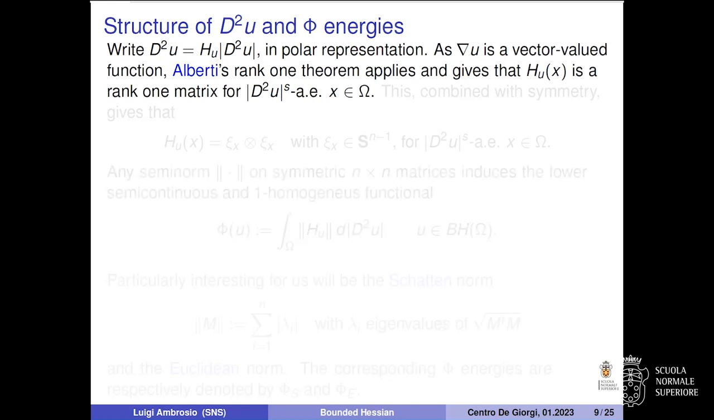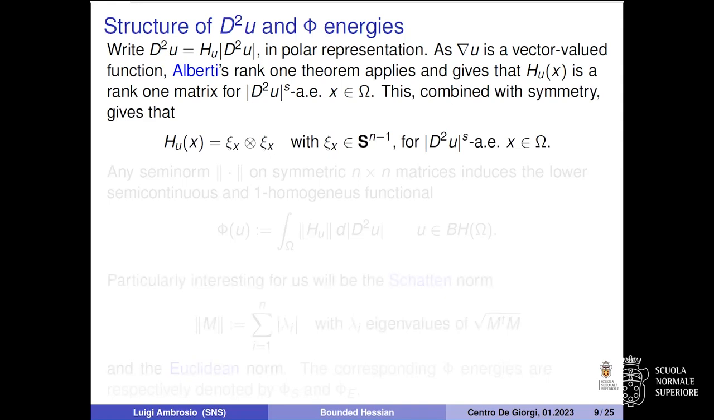But the non-trivial thing is due to Giovanni Alberti, who is here in the audience. A famous result by Giovanni Alberti says that we know much more. We know that HU, in correspondence of the singular part of the derivative, is a rank one matrix. In some simpler situations, like for the CPWL functions, it's pretty clear. If you think of a discontinuity like that, it is clear that the vector xi, which models the second order derivative, is orthogonal to the line of discontinuity. But what Giovanni Alberti proved is that this is a general phenomenon.